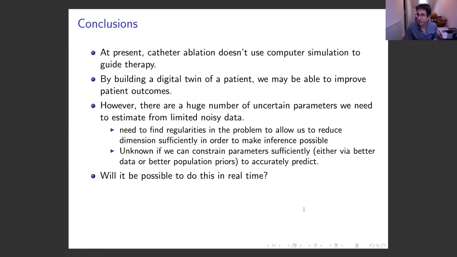Can we use mathematical models of the atria to make better interventions? The challenges here are we've got a huge number of parameters. There's lots of uncertainties. The data are poor, the data are sparse. The challenge is, can we find enough regularity in the problem to make this possible? Can we find strong enough prior distributions for the population that mean the degrees of freedom are not too great?